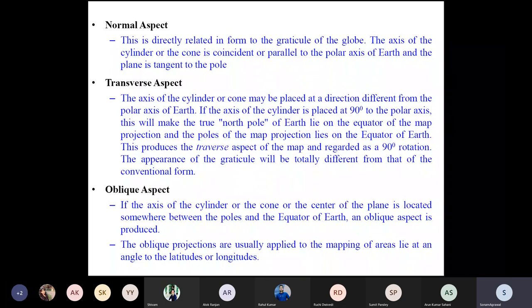Suppose you are taking a cylindrical projection. Try to draw the cylindrical projection with normal aspect, with transverse aspect, and with oblique aspect. You already know how to draw the diagram of a cylindrical projection. Now, try these three different aspects.